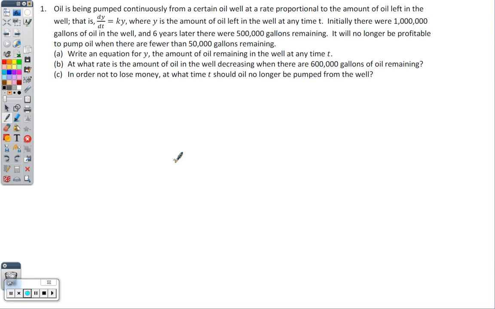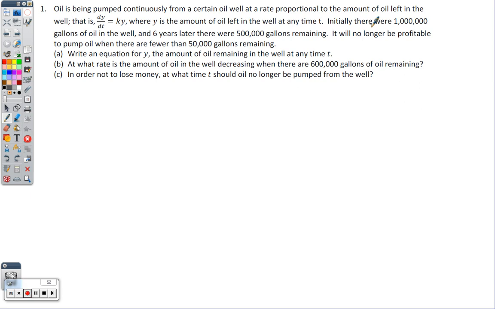Question 1. Oil is being pumped continuously from a certain oil well at a rate proportional to the amount of oil left in the well. That is, dy/dt equals ky, where y is the amount of oil left in the well at any time t. Anytime we see this type of problem, dy/dt equals ky, or hear about a rate proportional to the amount left, that should tell us right away that we're looking at some kind of exponential growth or decay.